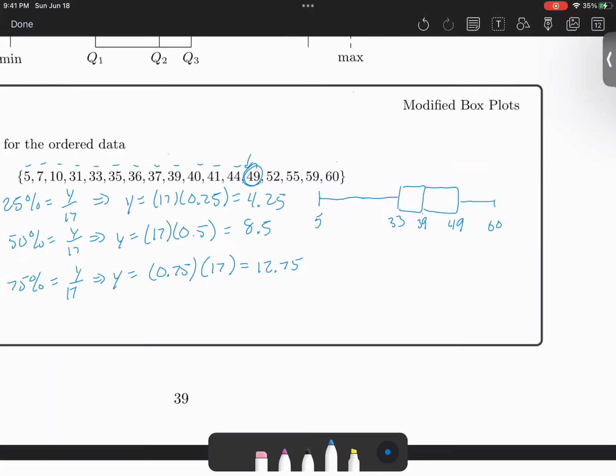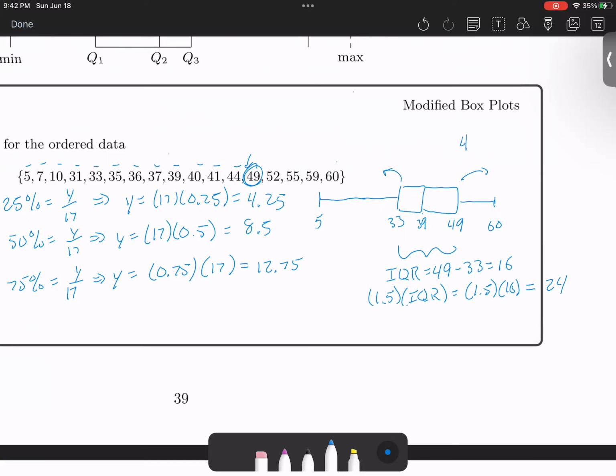Now, this is just a regular box plot. If I want to make this a modified box plot, I'm going to take my interquartile range, Q3 minus Q1, and that is going to give me a distance of 16. I'm then going to take 1.5 times that interquartile range, and 1.5 times 16 gives you 24. And I'm going to move that distance away from the edges of my box.